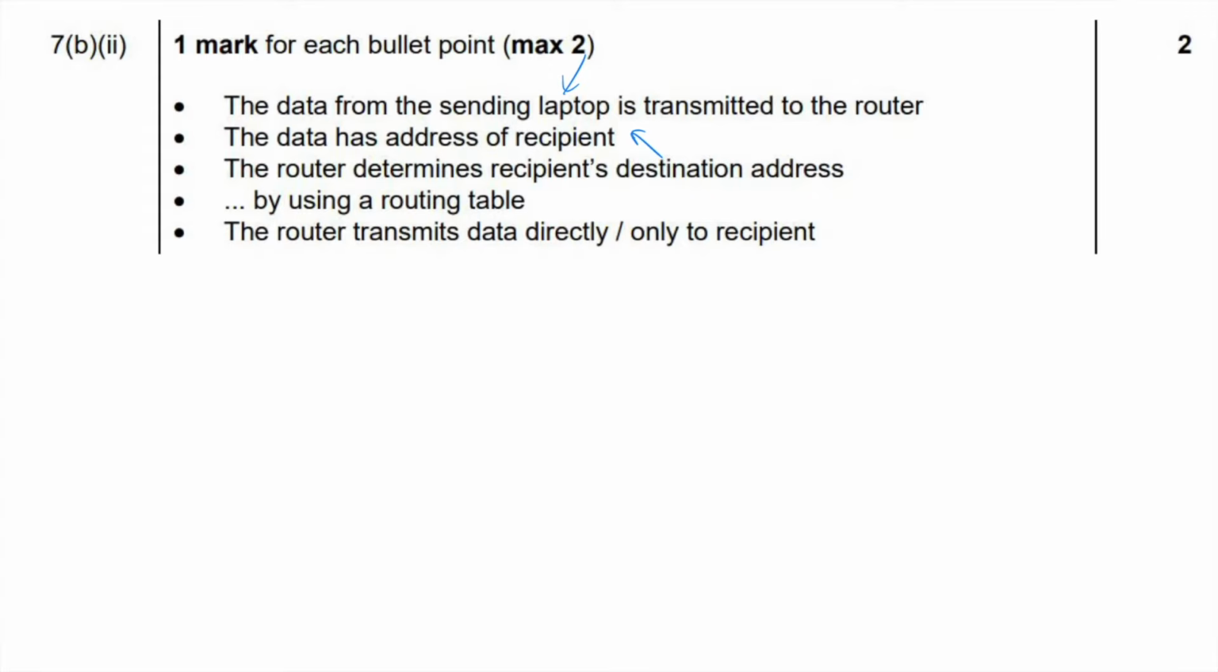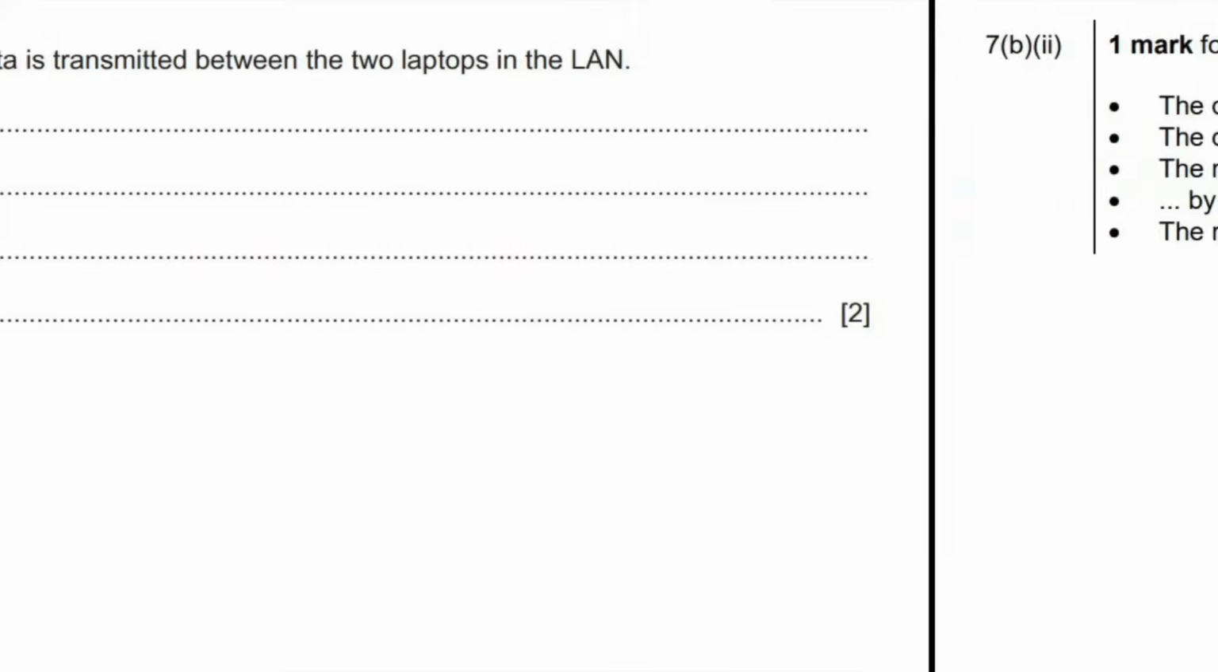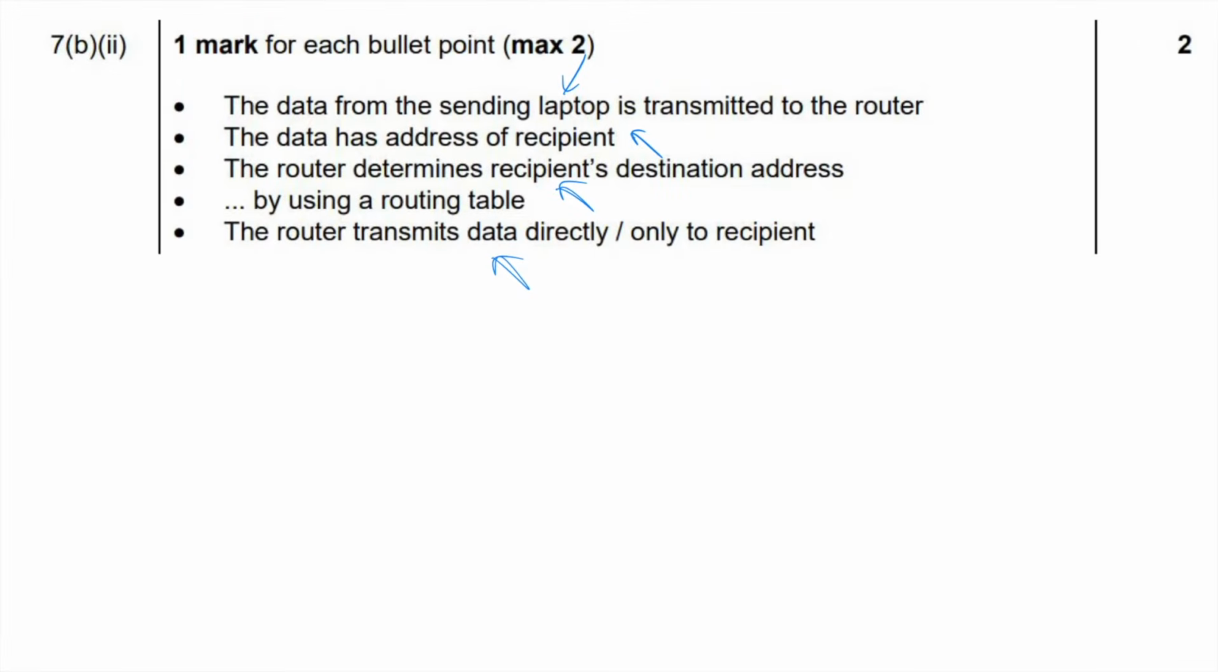Anyways, the data has the address of the recipient. The router determines the recipient's destination address by using a routing table, and the router transmits data directly and only to the recipient. So that's how data can be transmitted between two laptops in the local area network. Although you could also replace the router with a switch, and that would still work.